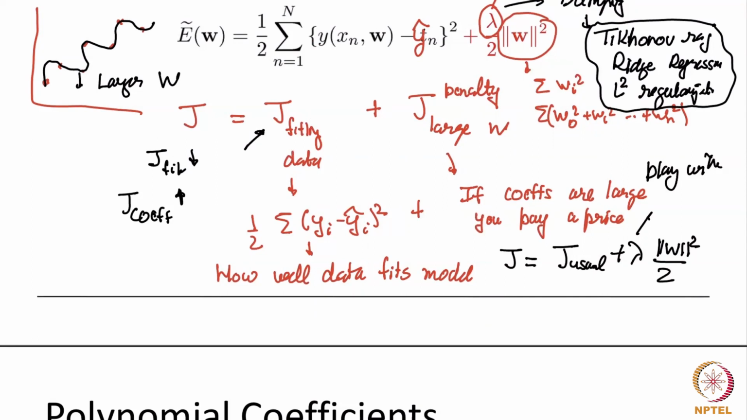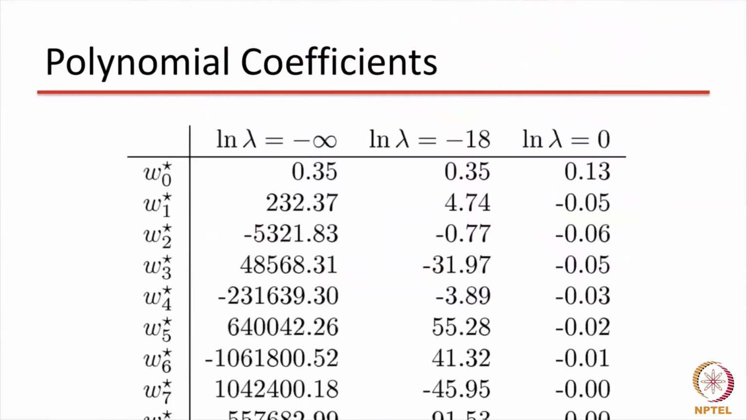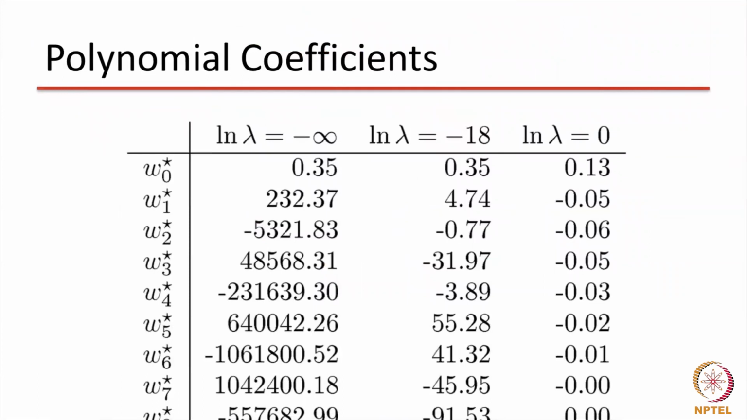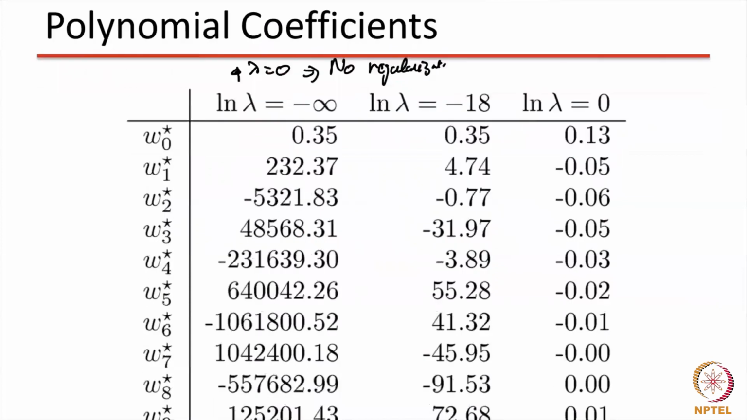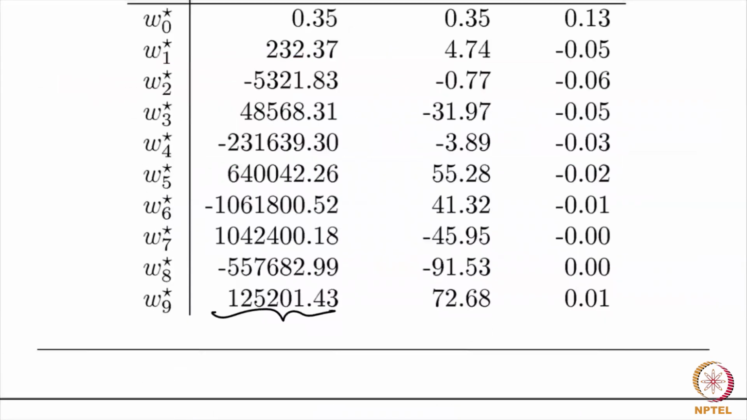But let me show you the effect of doing so. So let us say we set lambda equal to 0. Okay, so if we set lambda equal to 0, this means no damping, or no regularization. So you will get the same coefficients as before. These are the original coefficients.